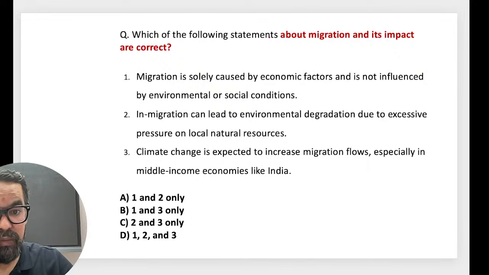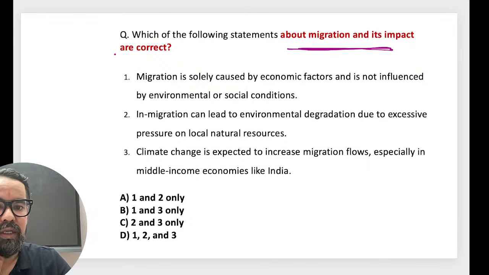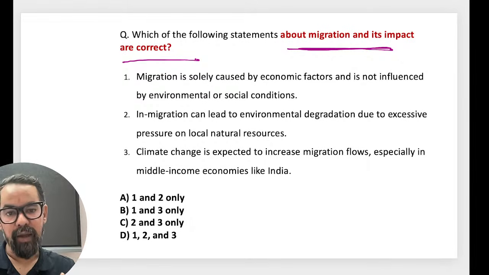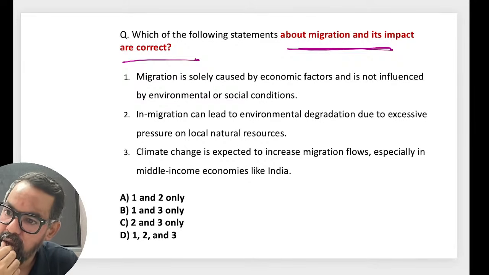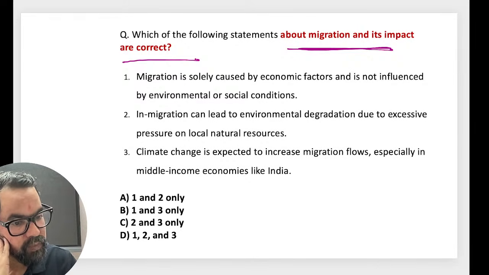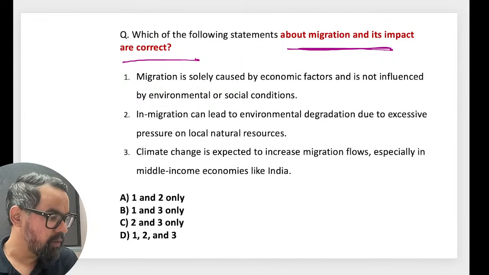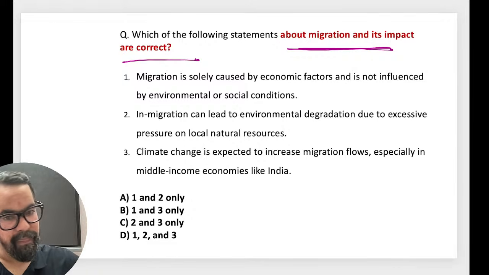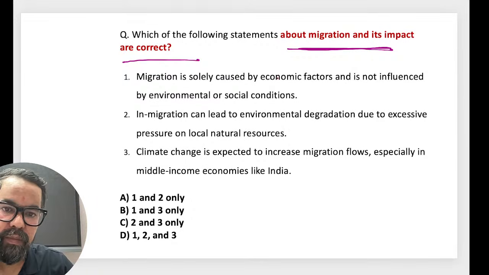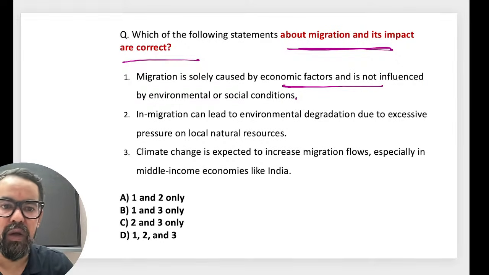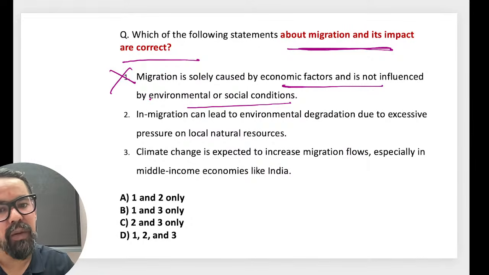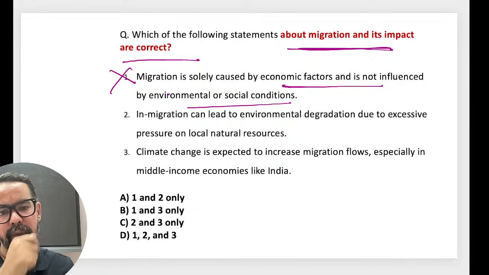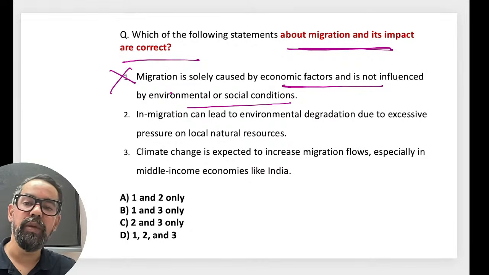Next one, which of the following statements about migration and its impact? Migration is where people are moving from one place to another. Migration is solely based on economic factors and not influenced by environmental or social ones. It is impacted by environmental and social factors. Where natural calamities are happening again and again, people move out. Socially, if we are not having a good life in a region, people move out from that place, right?